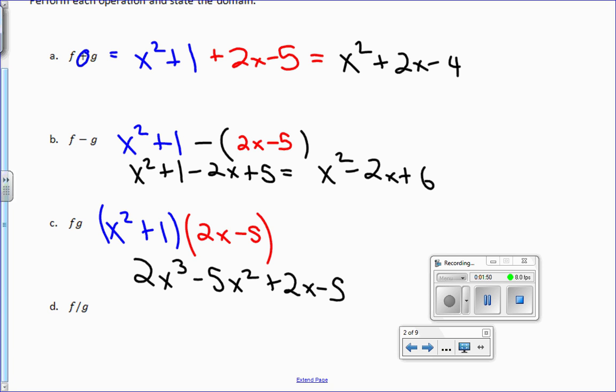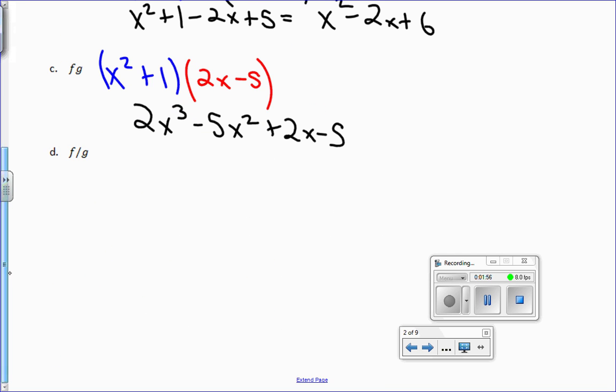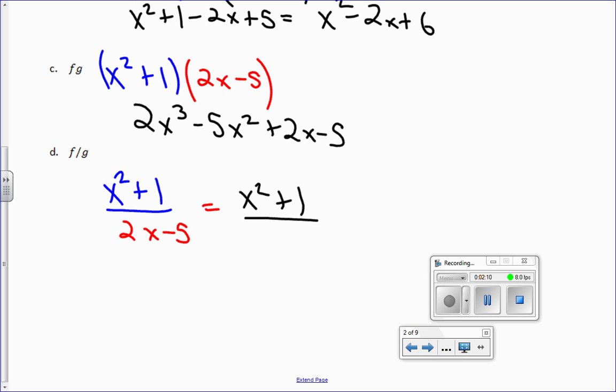And finally, they could ask us to divide these rules. They want f divided by g, so that's going to be x squared plus 1, and we will divide all of that by the rule for g, 2x minus 5. With nothing to factor and nothing to cross out, my final answer is x squared plus 1 over 2x minus 5.